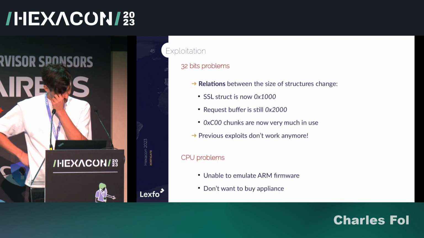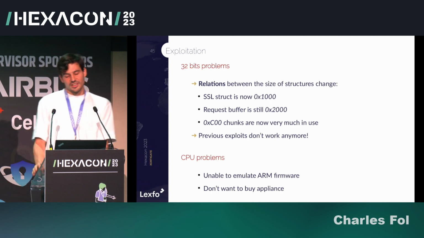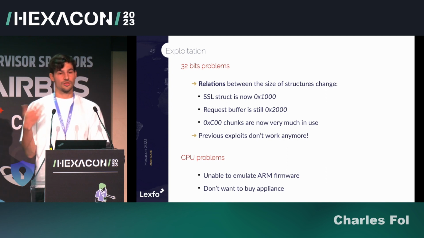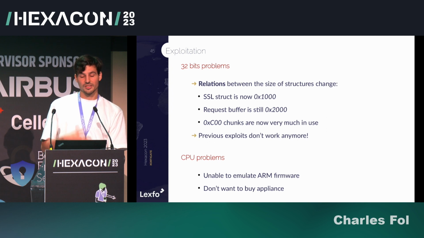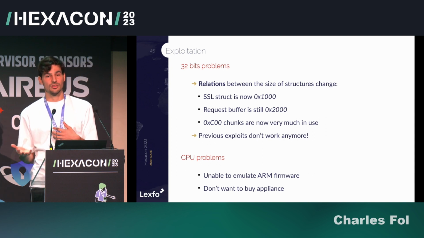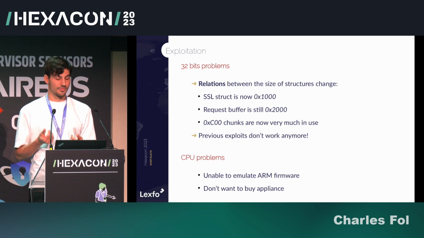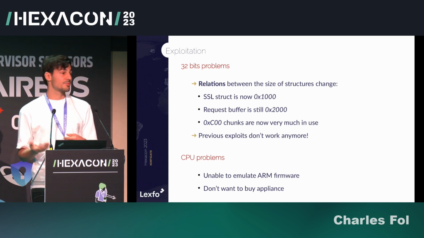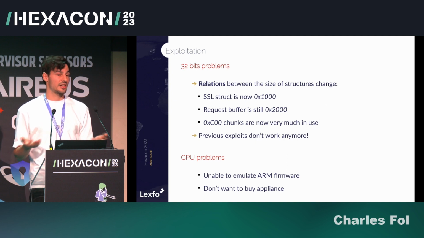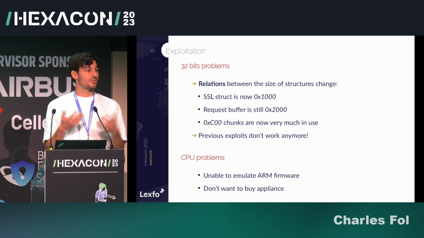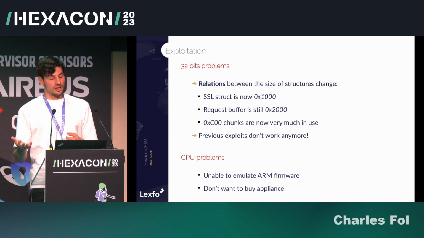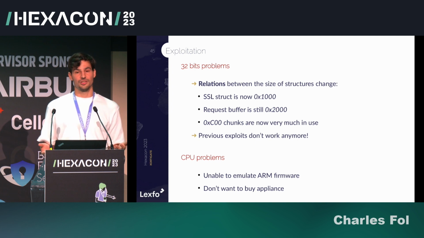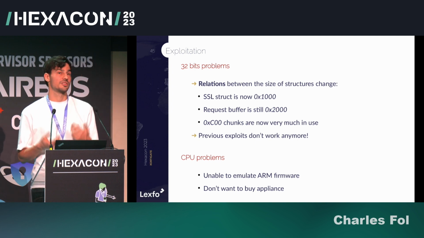And so I had two kinds of problems. First, the fact that it's 32 bits. So the relations between the sizes of the structures are completely different. For instance, the SSL structure, which is mostly made of pointers, is divided by 2. So it was 0x2000, it becomes 0x1000. The request buffer is a char buffer, so its size doesn't change. And so the relation between the two doesn't work anymore. The 0xC00 chunks that I was using to overflow safely are very much in use now, and I couldn't find any chunk size that was not in use.